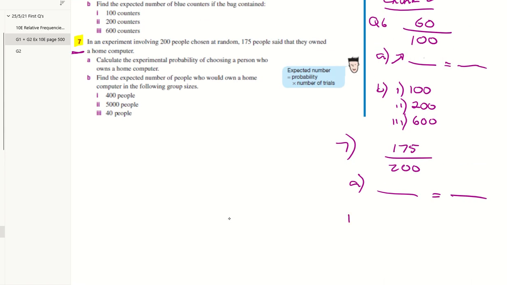And then your last one, again, this time around, I'm just going to read it out and not write the numbers down. The first one is 400 people. How many people are expected? The next one is 5,000 people. How many people can be expected? And the last one is 40 people. How many people can be expected to own a home computer?